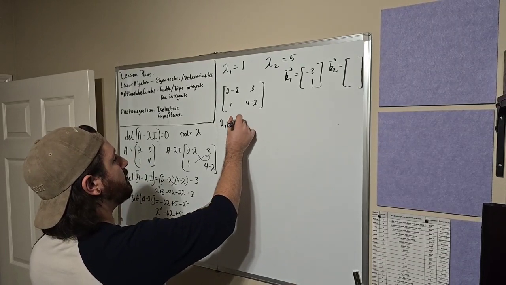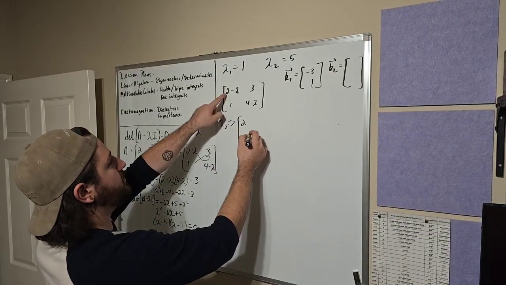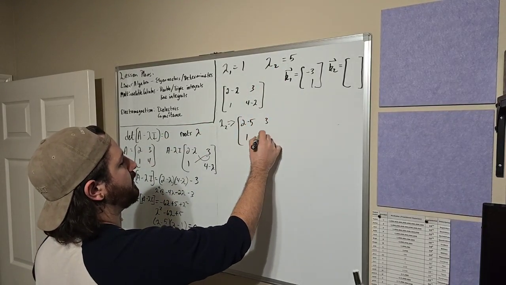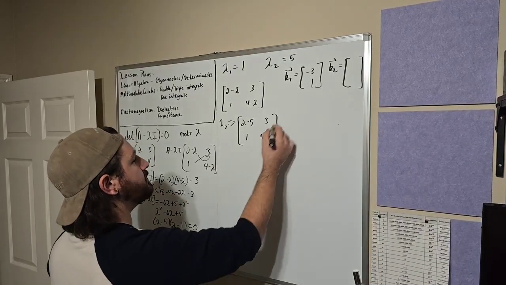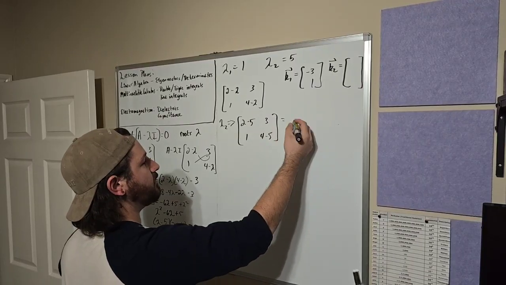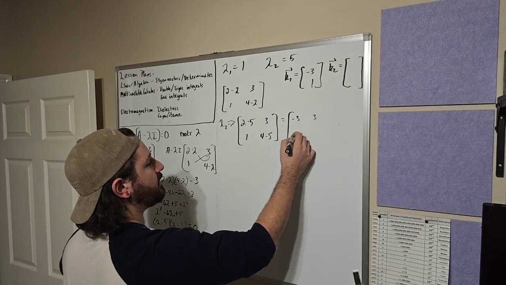So here, instead of lambda 1, now we're plugging lambda 2 into that matrix. So we have 2 minus 5, 3, 1, and then 4 minus 5, right? Now we're going to use just normal algebra real quick to simplify inside, and then we can try and use our row manipulations. So we have negative 3, and 3, and then 1, and negative 1.